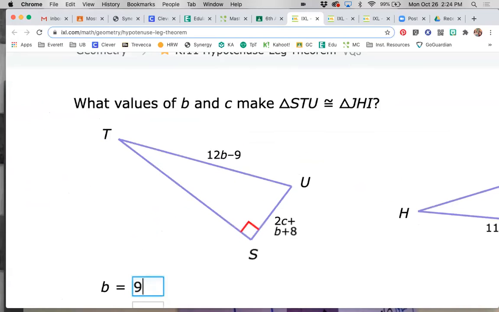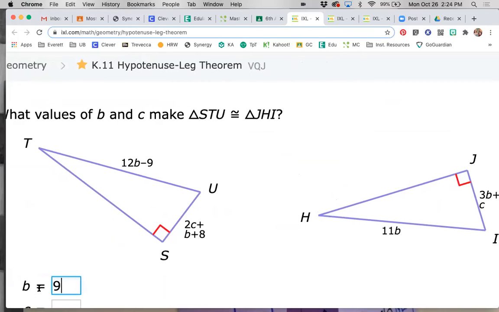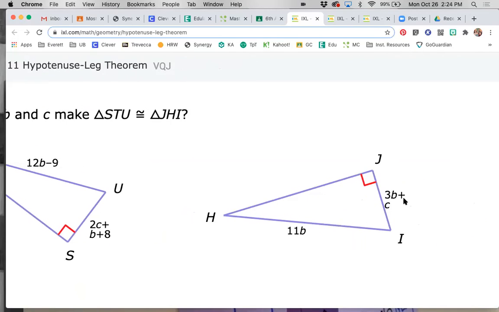It's okay if you can't do that in your head. I do math a lot. So then I can take 9 and plug that in everywhere I see b on my other expressions. So now instead of 2c plus b plus 8, I have 2c plus 9 plus 8, or 2c plus 17. And that's a little bit easier to solve. Instead of 3b plus c, I have 3 times 9 plus c, or 27 plus c. And then you can solve it that way.